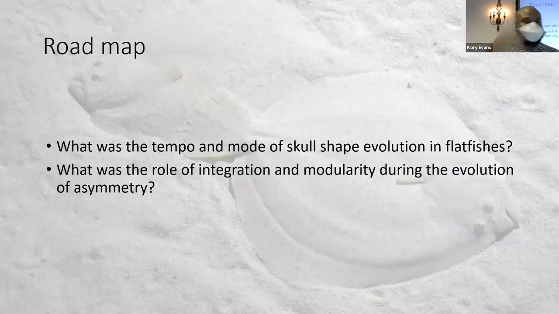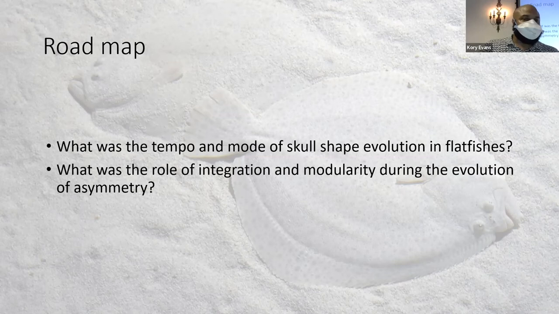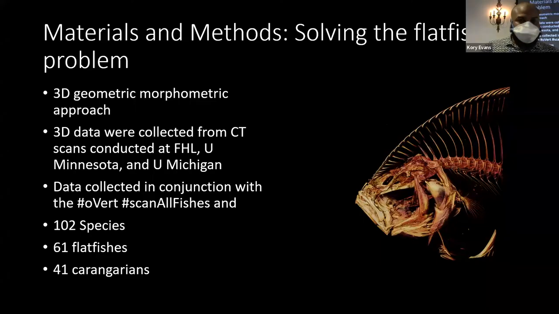So for this talk, we're going to be answering basically the same sets of questions that we did in our last data set. We'll be looking at the role of integration during the evolution of the skull. So we again took a three-dimensional approach. This ended up being really important because we needed to capture the asymmetry of the skull in this case using three dimensions, because it's a super warped structure that's again asymmetric on one side.